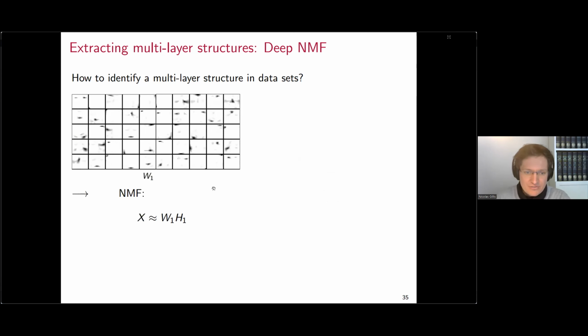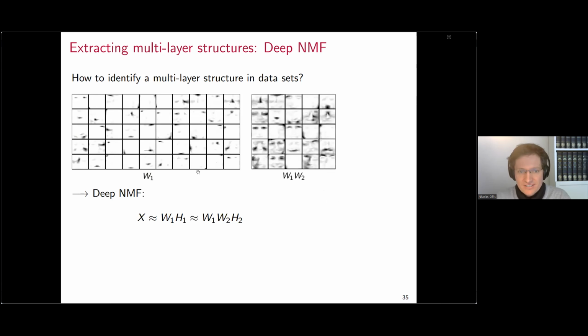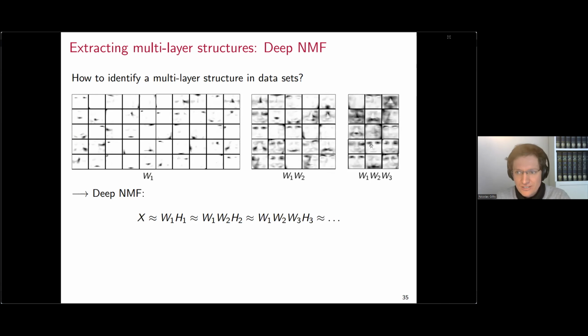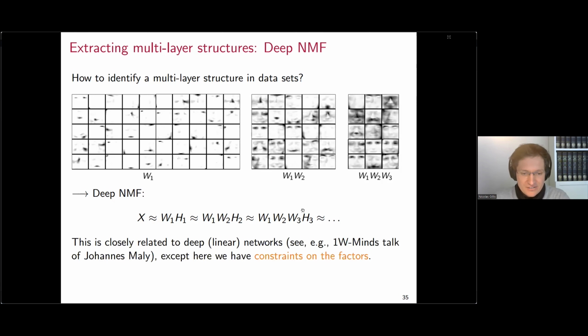So to extract one layer of features, you can use NMF. And then you can use deep NMF by adding layers, so essentially adding factors in the factorization. So it's a 2-layer NMF, and then you can do a 3-layer NMF, and so on. So of course, this is connected to neural networks.